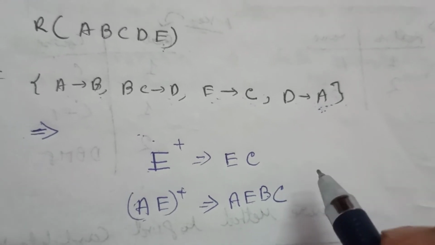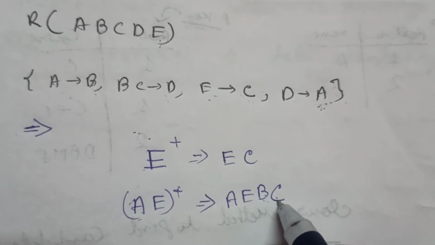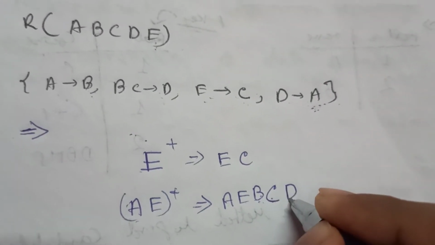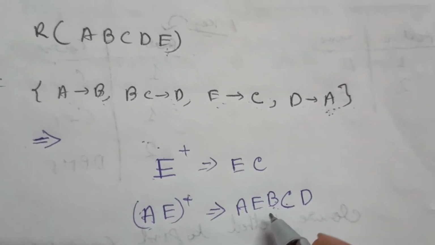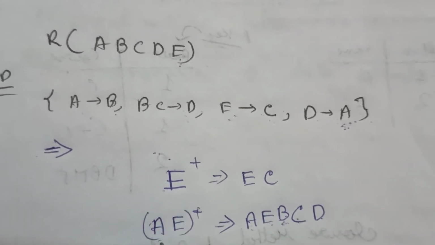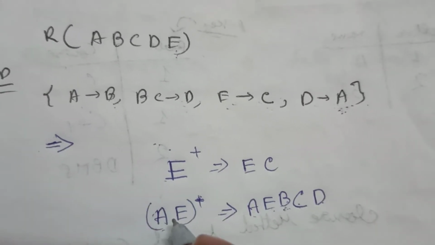E can define C, and BC we have now. So BC together can define D. This is the transitive property we are using. So BC can also define D. So we have all the 5 attributes here. So AE is our candidate key.